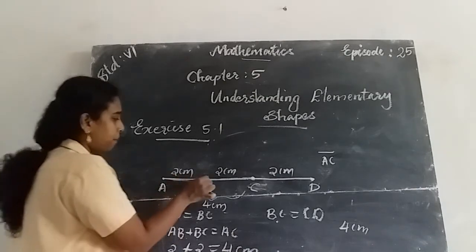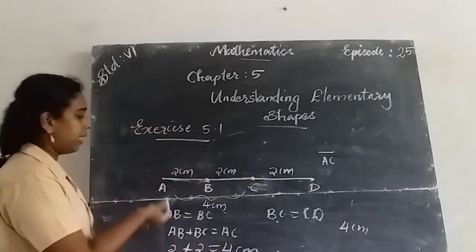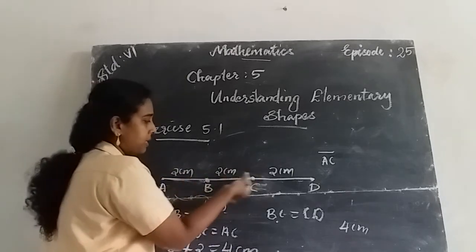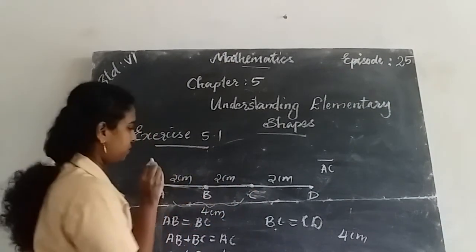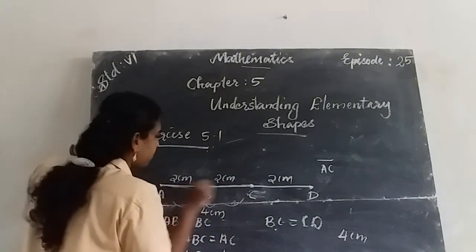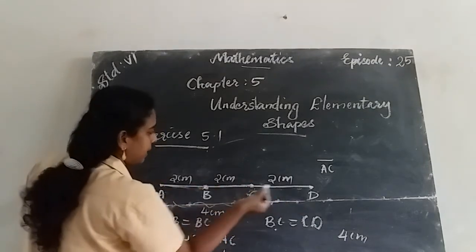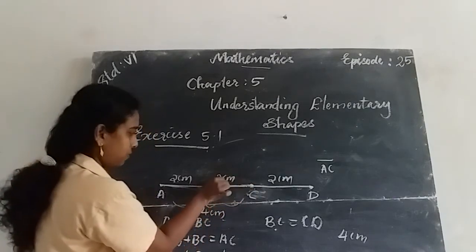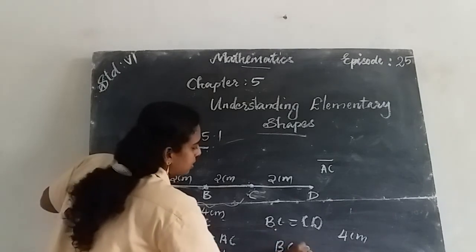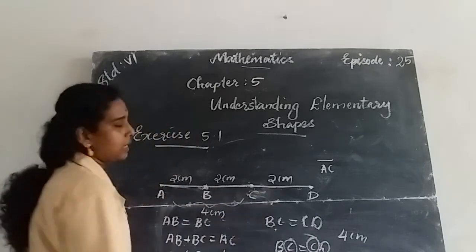Then we can say that B is the midpoint of AC and C is the midpoint of BD. Okay. If the line segment AB measures 2 centimeter, BC also measures 2 centimeter, then we can say that B is the midpoint of AC. And here C is the midpoint of line segment BD. Hence BC is equal to 2 centimeter and CD is equal to 2 centimeter. If BC is equal to CD, then we can say that C is the midpoint of the line segment BD.